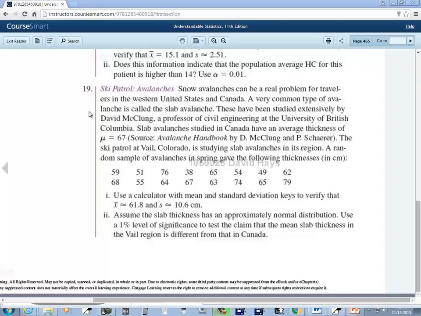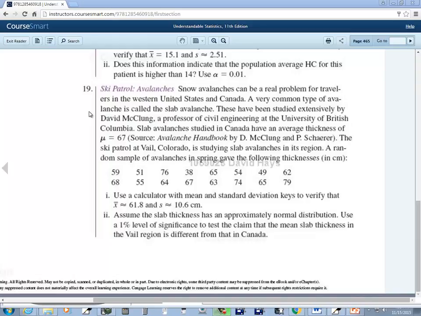Let's take a look at this problem, number 19. Snow avalanches can be a real problem for travelers in the western United States and Canada. A very common type of avalanche is called a slab avalanche. These have been studied extensively by David McClung, professor of civil engineering at the University of British Columbia.